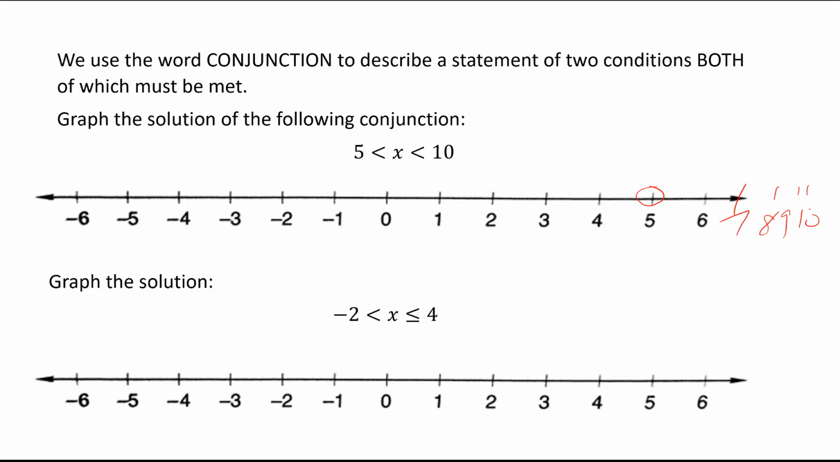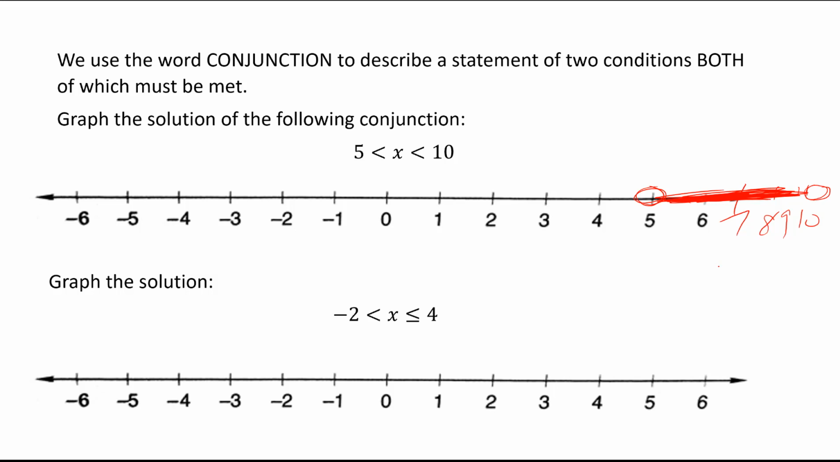So to graph this conjunction, we're going to graph the numbers that are between 5 and 10. X is greater than 5 and less than 10. So we'd put an open circle on 10 and an open circle on 5, and we would color in between those two circles because we don't want it to equal 5 or 10. We want it to be greater than 5 and less than 10. So that's the set of numbers that is both of those things.